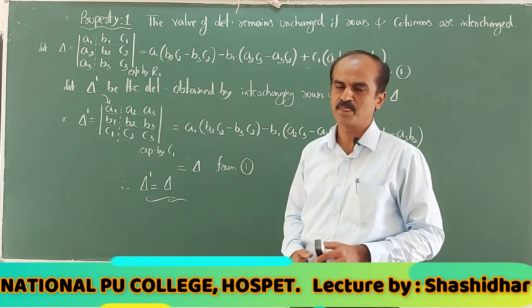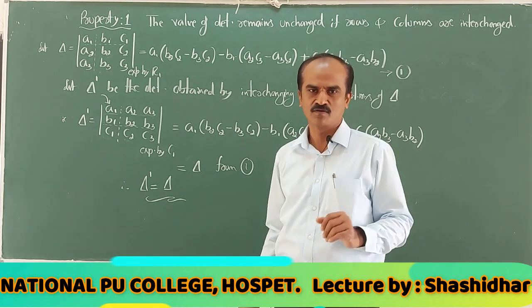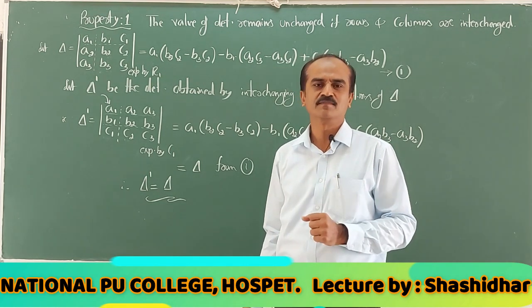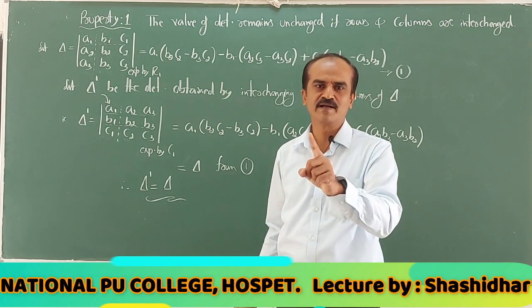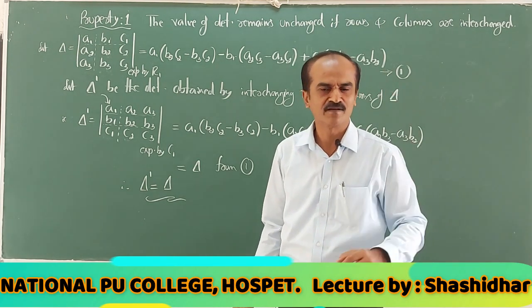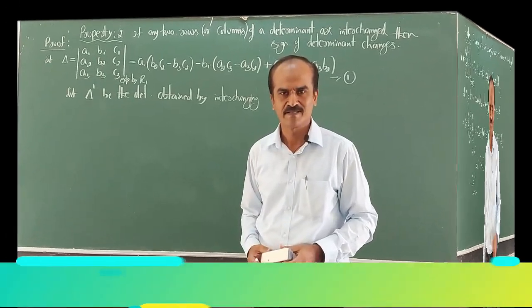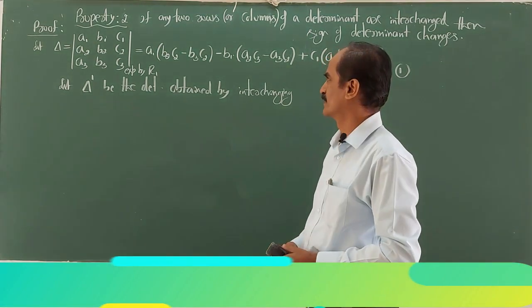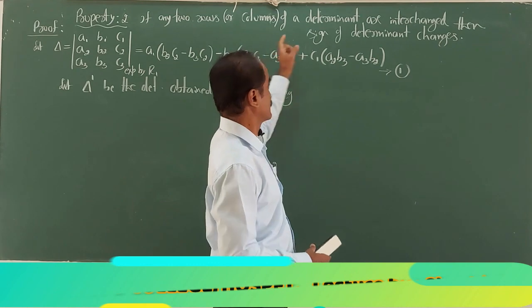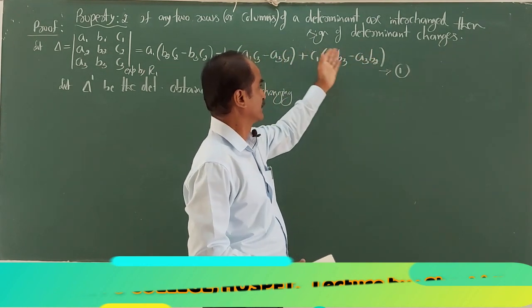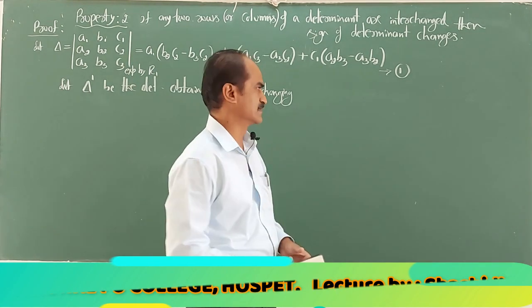So in this way, in a determinant, if you are interchanging all the rows into columns, then value of determinant remains the same. Or else you can remember this as determinant of matrix A is same as a determinant of its transpose. Let me take the second property. Second property is, if any two rows or columns of a determinant are interchanged, then sign of determinant changes. Let us see the meaning of this first.